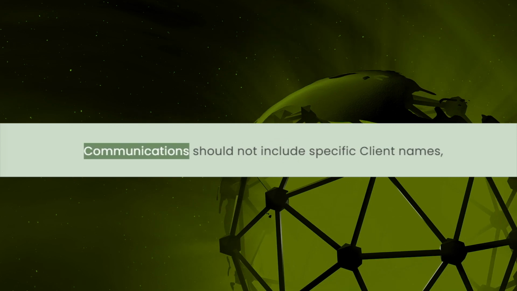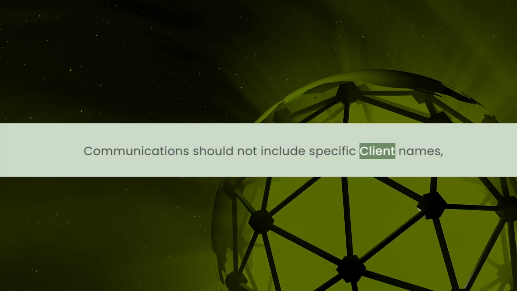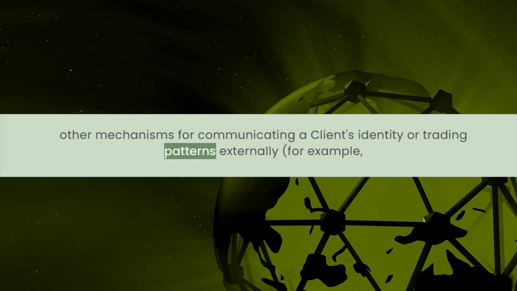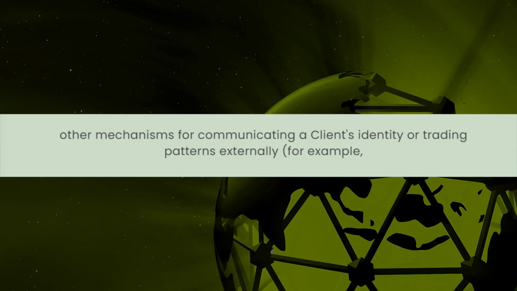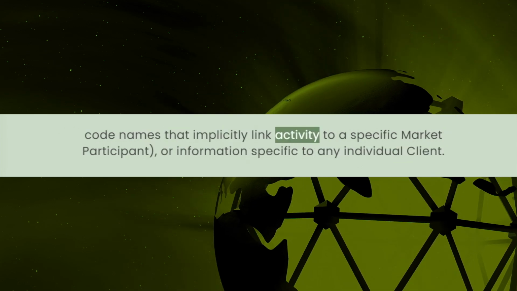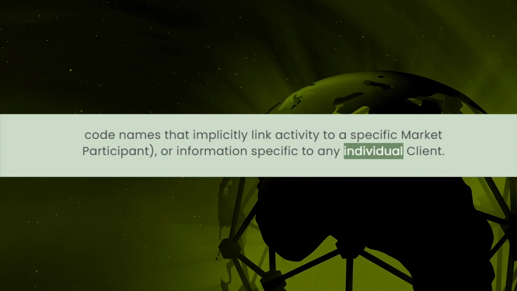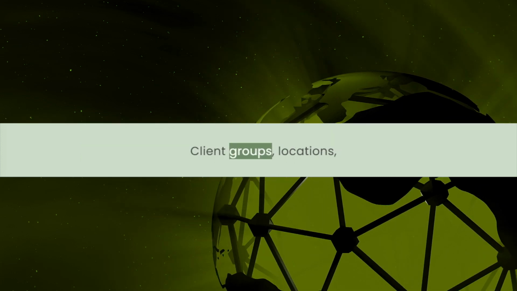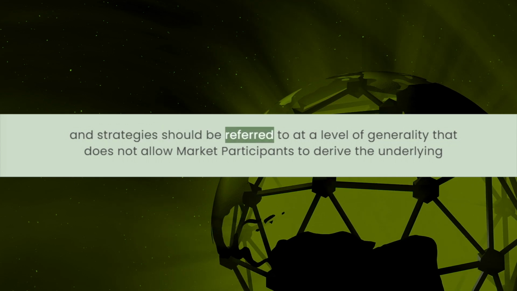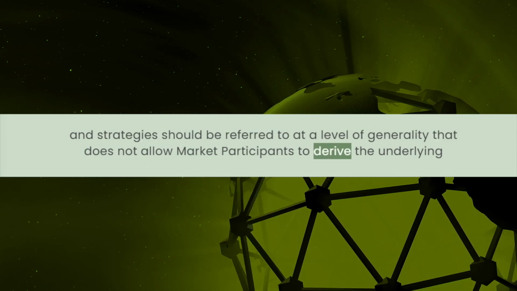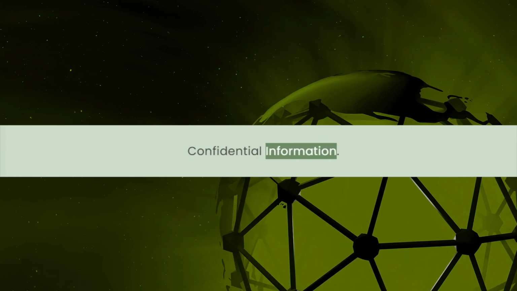To this end, communications should not include specific client names, other mechanisms for communicating a client's identity, or trading patterns externally, for example, code names that implicitly link activity to a specific market participant or information specific to any individual client. Client groups, locations, and strategies should be referred to at a level of generality that does not allow market participants to derive the underlying confidential information.